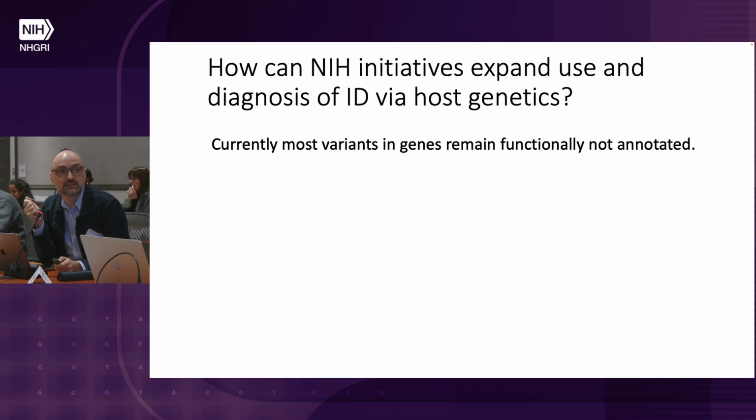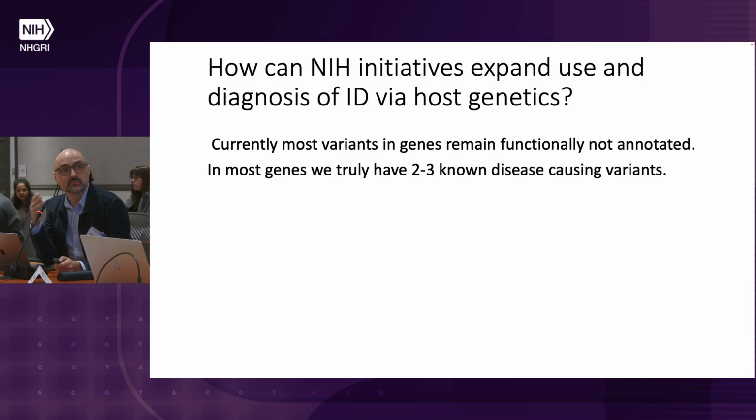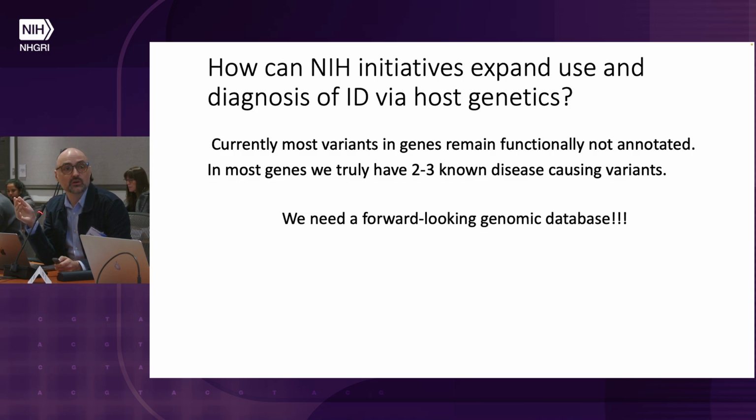Currently, most variants in genes remain functionally not annotated, and this is true not just for genes that cause infectious diseases, this is true for genes that cause any disease. Mostly we have 2 to 3 known disease-causing variants. Most identified will be variants of unknown significance. So I'm of the thought that we need a forward-looking genomic database. It's a little insane, but we were insane before, and the Human Genome Project brought us to where we are today in medicine, which I think is absolutely unprecedented.